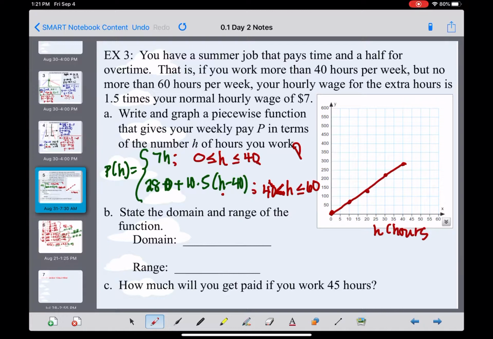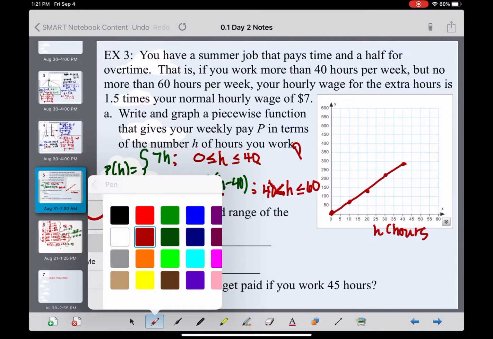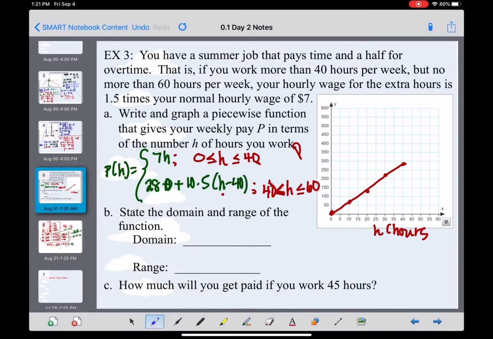The next part has a bigger slope, because I'm getting paid more per hour. I'm not really going to graph 41, I'm going to do 50. For the second part, I'll change colors so we can see. 50 is 385, and 60 is 490. It's kind of hard to tell, but they do change the slope. It's just not dramatically different.